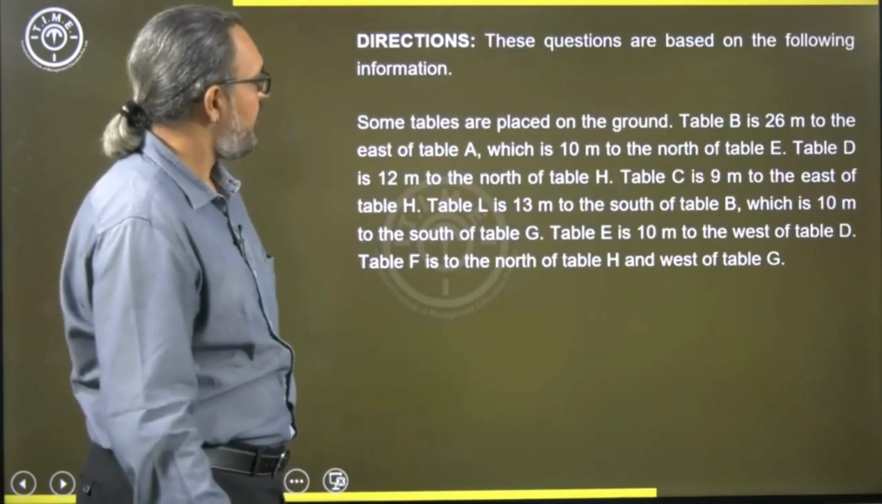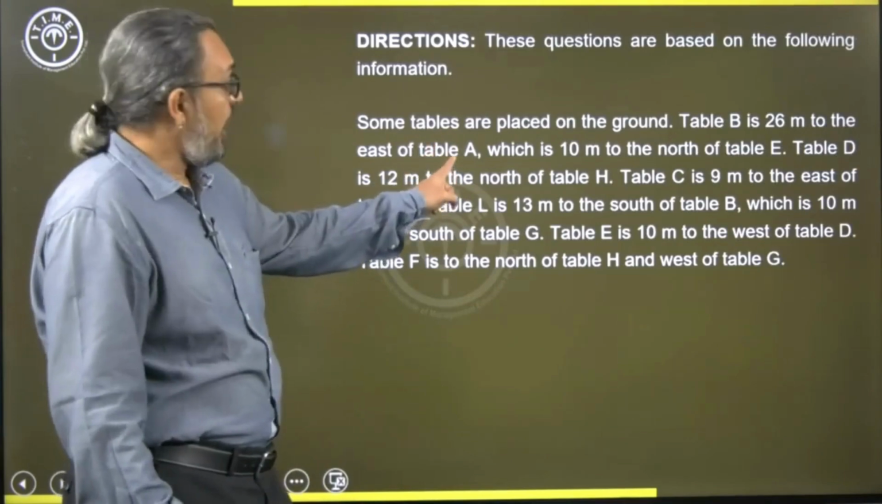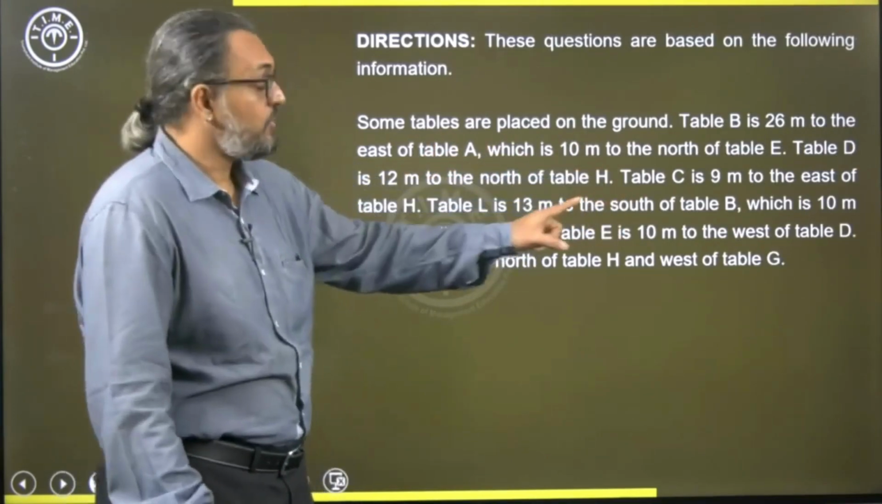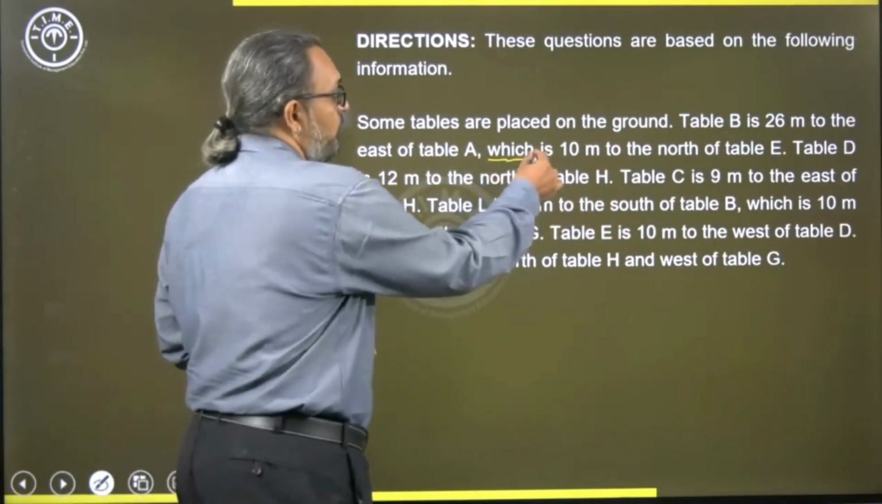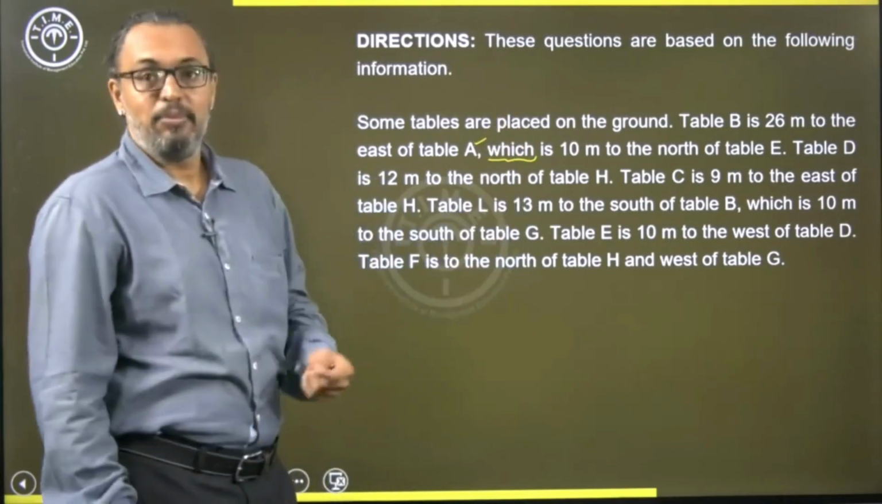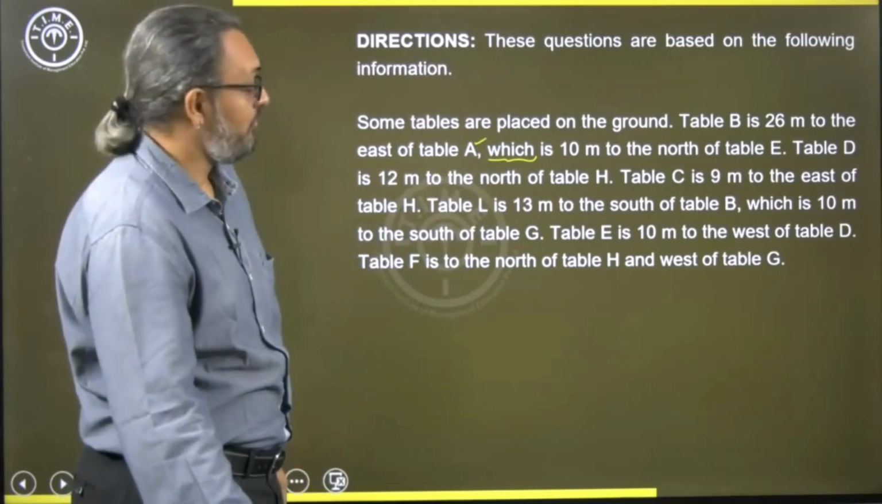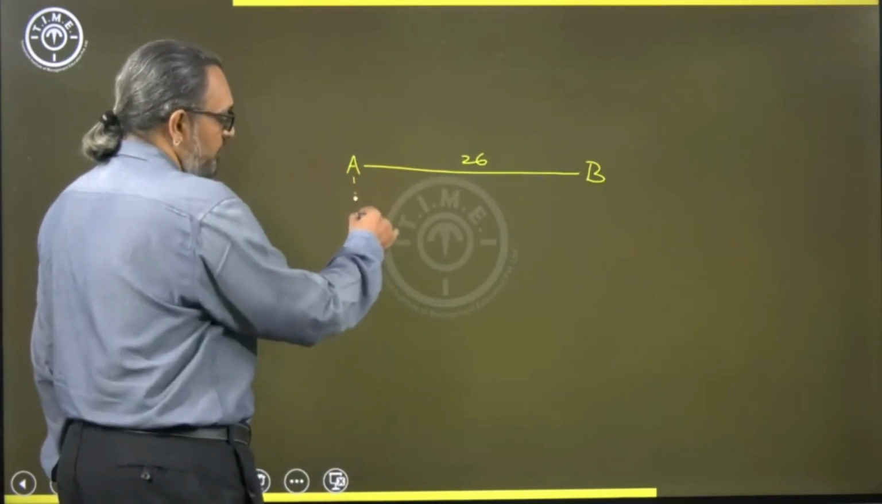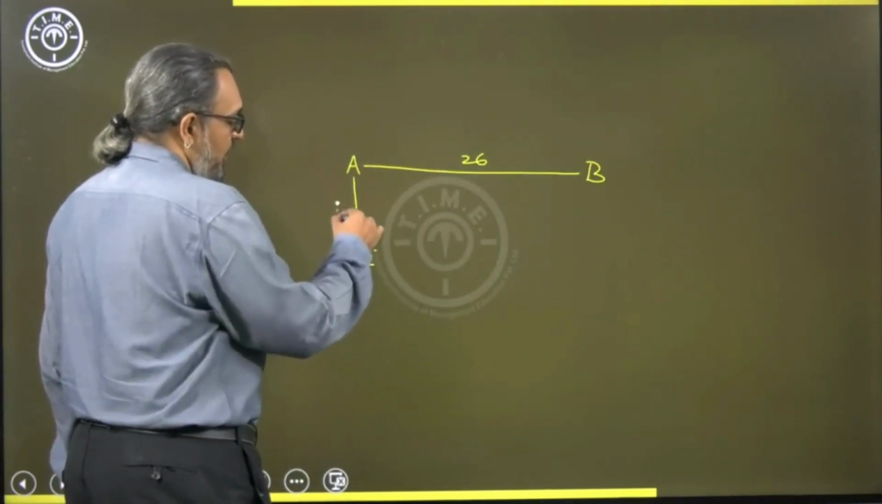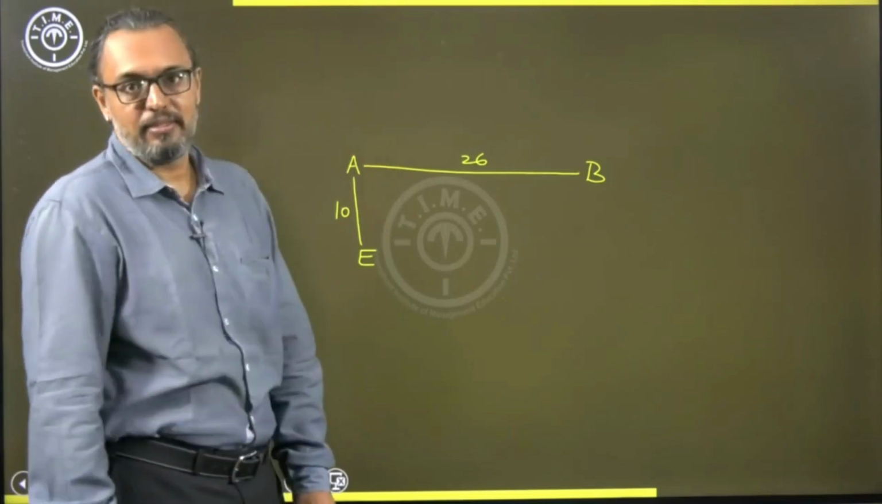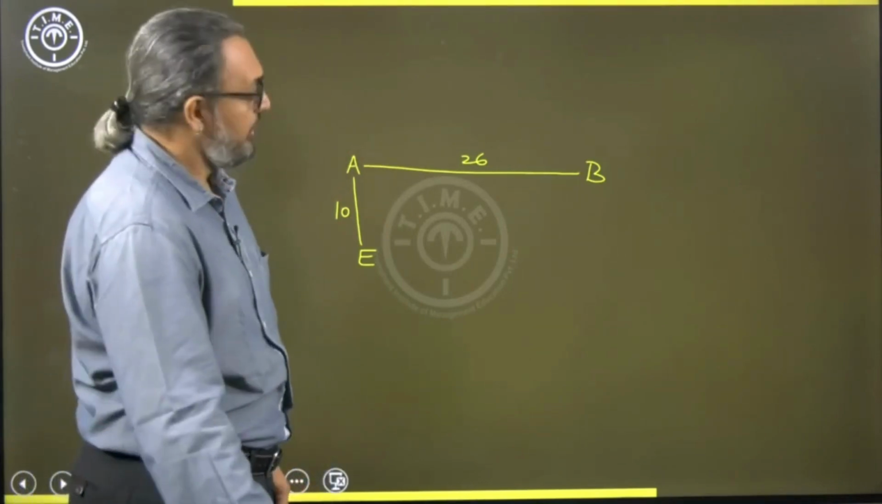Okay. Then, after A he says which is. Whenever you have the word which, it always refers to the table just before it. That is, A is 10 meters north of E. Okay. So, north is above E. So, above E you have A and the distance is 10, like this, right.